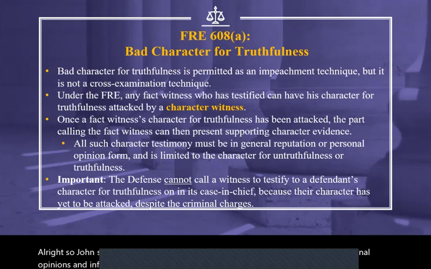Now, that being said, and this is important, the defense cannot call a witness to testify to a defendant's character for truthfulness during its case in chief, because their character has yet to be attacked despite the criminal charges, right? So as long as the other side doesn't try to attack the defendant's character for truthfulness, and they're not taking the stand, you can't call witnesses, because all you have in front of you is the charges. Otherwise, that's going to be really prejudicial, more so than its probative value.